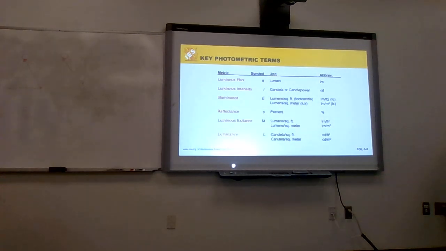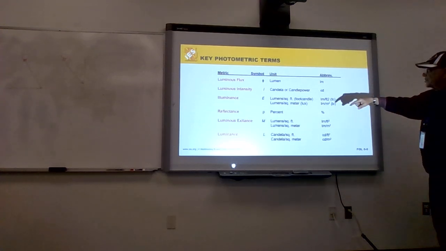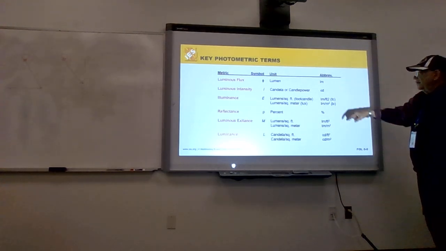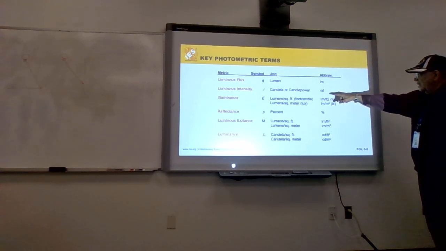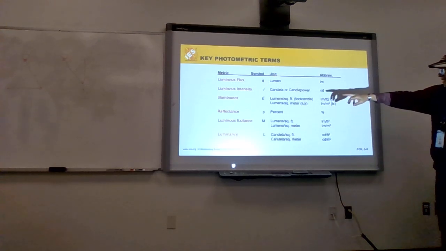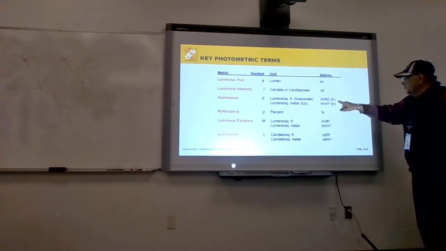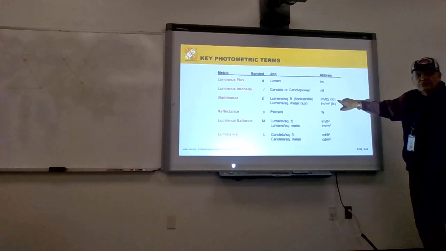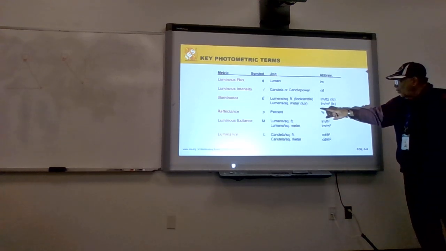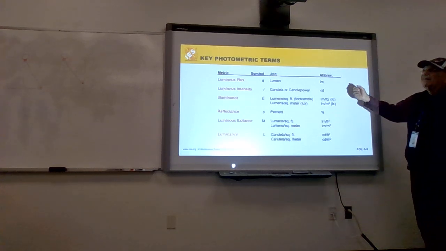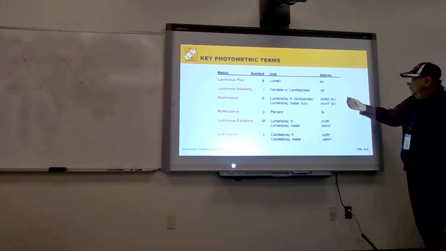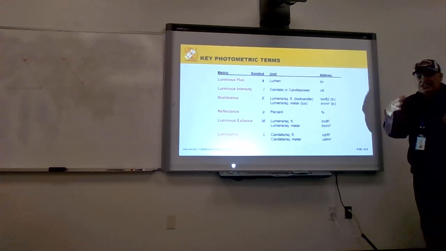And here are those symbols again. So, luminous flux, lumen. Luminous intensity, candela, candle power, sorry. Illuminance is either lumens per square foot, which is a foot candle, which we talked about, or lumens per square meter, which is lux. Okay, and it's 10.9 lux equals 1 foot candle. So there's a relationship between the two.